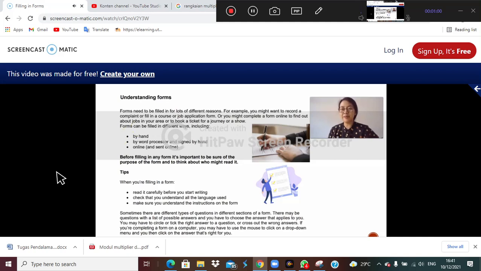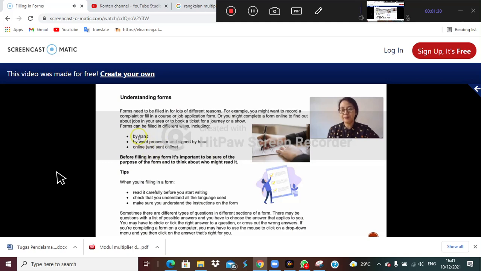Forms can be filled in different ways, depending on the purpose. And the ways are also varied, including by hand. It means you write it down, so it's handwritten. It needs your handwriting. Handwritten means ditulis tangan, handwriting means the thing itself, tulisan tangan.